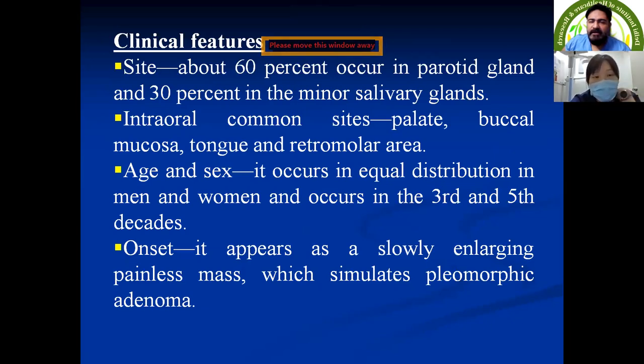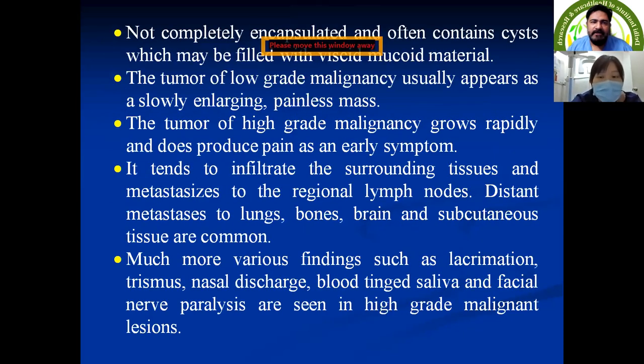Age and sex: it occurs in equal distribution in men and women and occurs in the 3rd and 5th decades. Onset: it appears as a slowly enlarging painless mass which simulates pleomorphic adenoma. It is not completely encapsulated and most often occurs as a cyst filled with viscous mucoid material. The tumor of low-grade malignancy usually appears as a slowly enlarging painless mass.